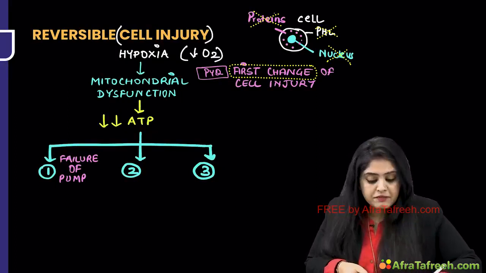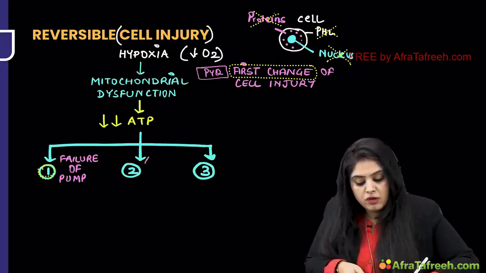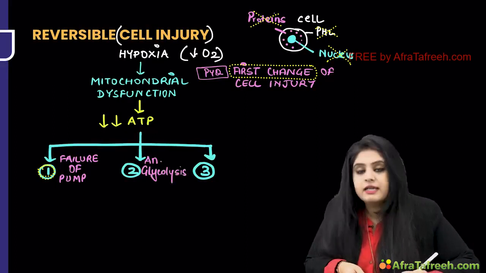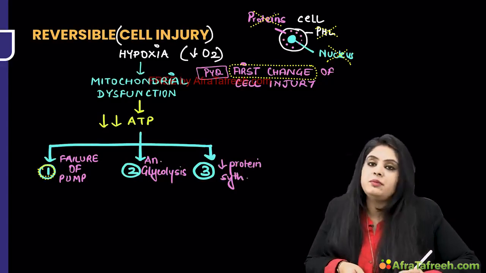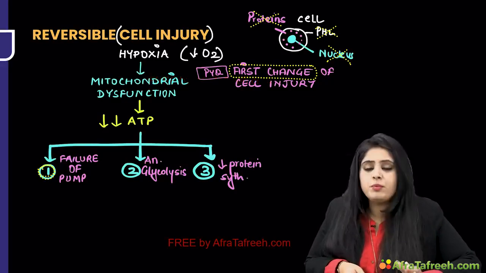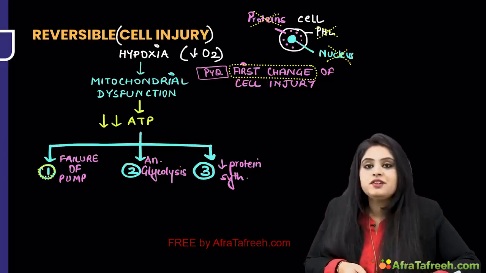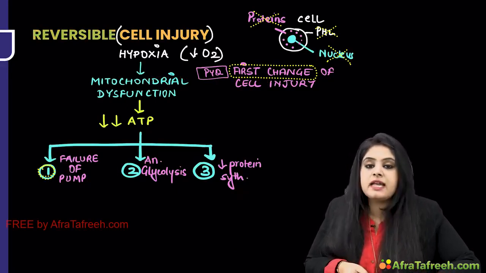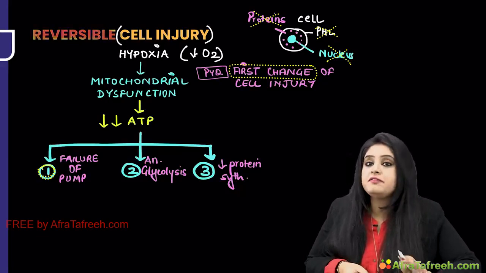Let's do a recap. The first one was that the pump was failing. The second one was because of anaerobic glycolysis, the nucleus was going away. And third one was that there's a decrease in the protein synthesis, and that happens because the rough endoplasmic reticulum was getting affected. I hope everyone has understood reversible cell injury, because guys, whatever I have studied up till now is reversible. Means anything you want can get back to normal. You just need to treat the patient.